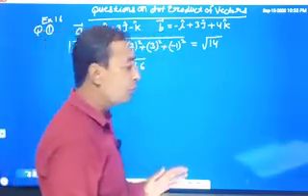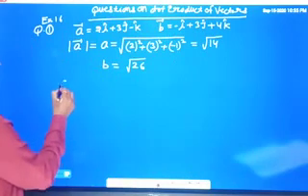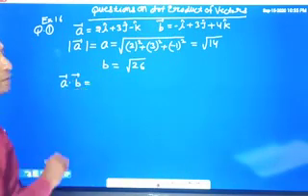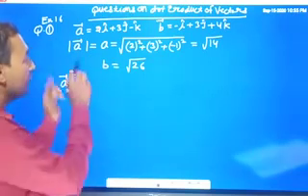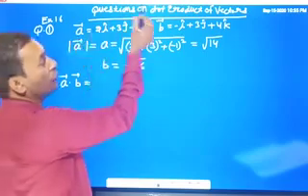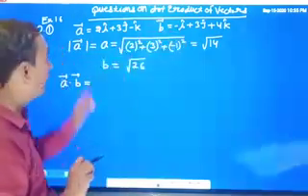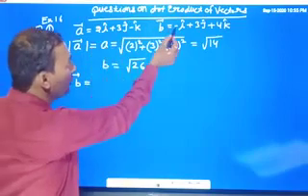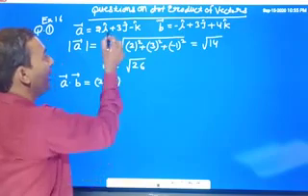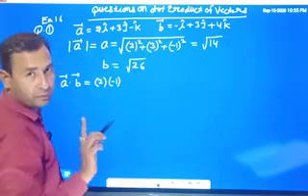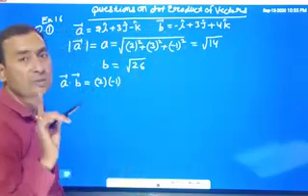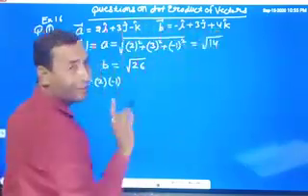Now the second question is to find a dot b. How do we find a dot b? We multiply the coefficient of i cap of a with the coefficient of i cap of b. Then 2 is multiplied with minus 1. i dot i becomes 1. When we multiply i with j, i dot j becomes 0. Like that, i dot k is also 0.